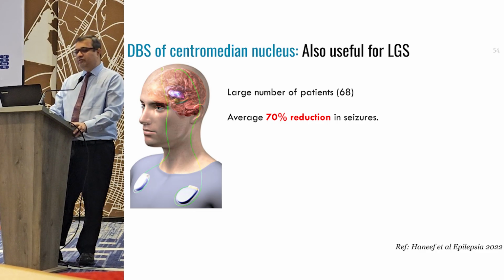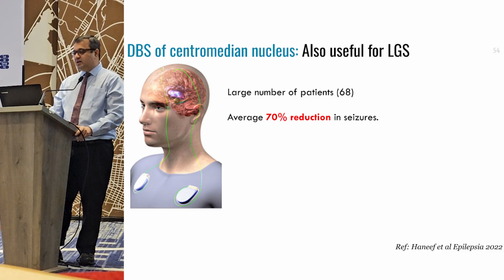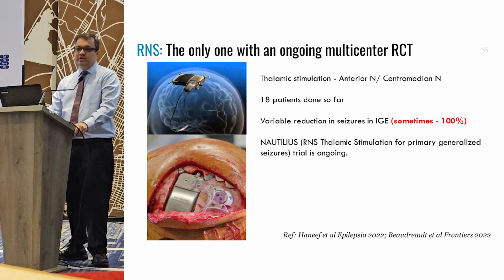So, in Fisher et al., which was the original indication for DBS, there was only a 30% reduction. There is some indication that it might be even more effective than anterior nucleus stimulation, though a recent trial showed only 50% reduction. We don't know. The RNS is again one more device that can be used for this purpose. Ketogenic diet can help in many of these patients.